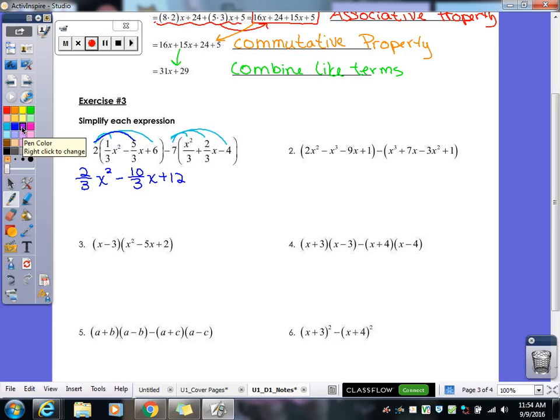So then we'll distribute the -7. So this is really like a 1/3 x squared. That's just another way of writing it. It's just x squared over 3. That's the same as 1/3 x squared. So -7 times 1/3 is -7/3 x squared. And then the -7 times 2/3 is -14 over 3x. So -14/3. And then -7 times -4 gives us a +28.